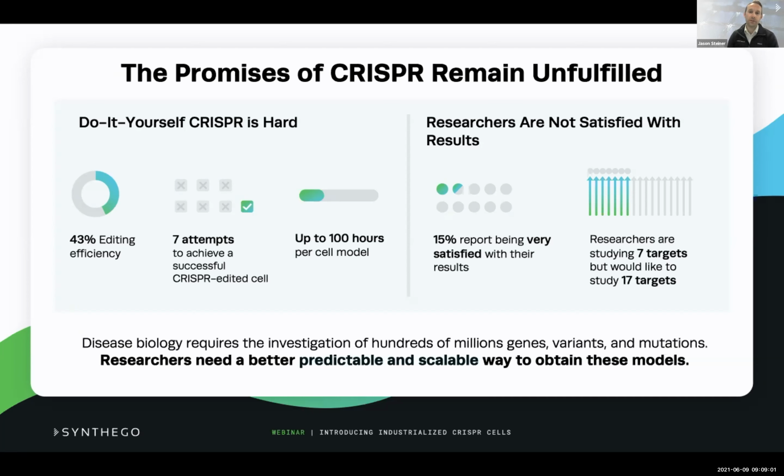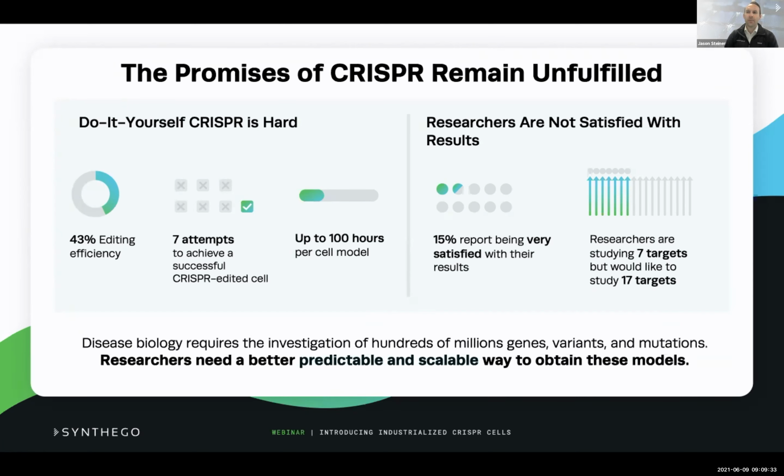We performed a large industry study last year, and these are some of the results of the study. At a high level, we found that many researchers indicate that they can take as many as 7 tries to get an effective CRISPR edit. It can take up to 100 hours to make a single cell model. And as a consequence, many researchers are studying less than half of the genes that they'd like to, and potentially many more genes than would be necessary to truly understand and deconvolve disease.